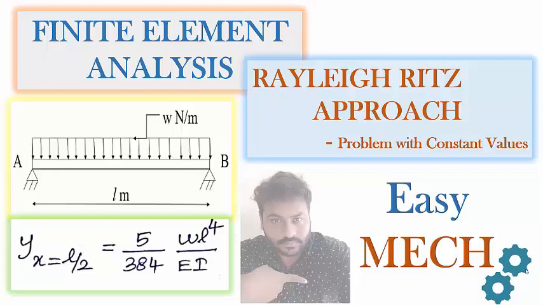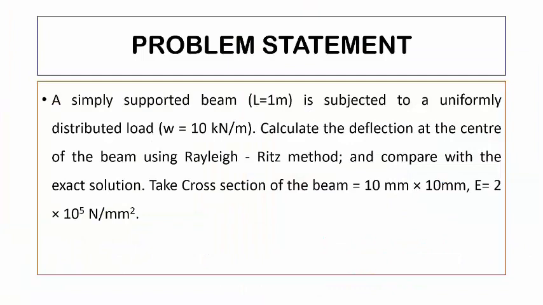Dear students, in this video we are going to solve a problem on Rayleigh Ritz approach. A simply supported beam of length L equal to 1 meter is subjected to a uniformly distributed load of magnitude W equal to 10 kilonewton per meter. Calculate the deflection at the center of the beam using Rayleigh Ritz method and compare with the exact solution.